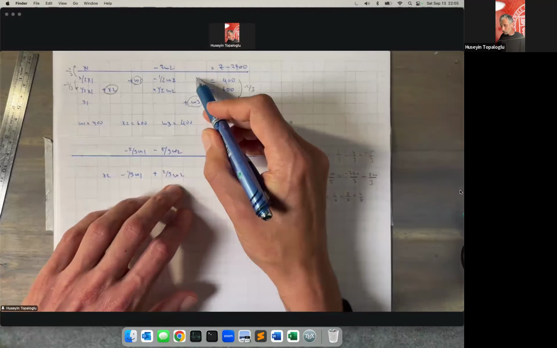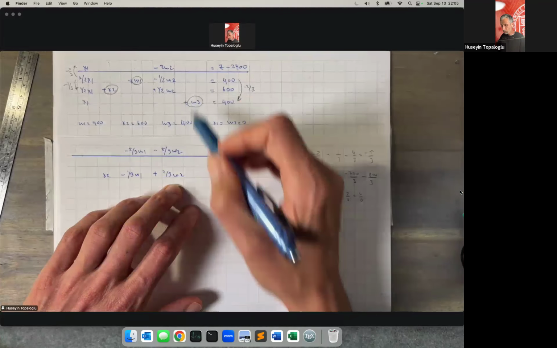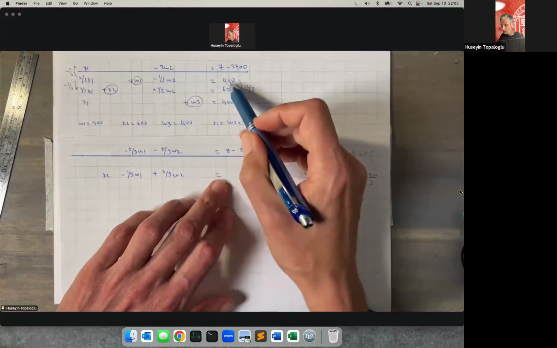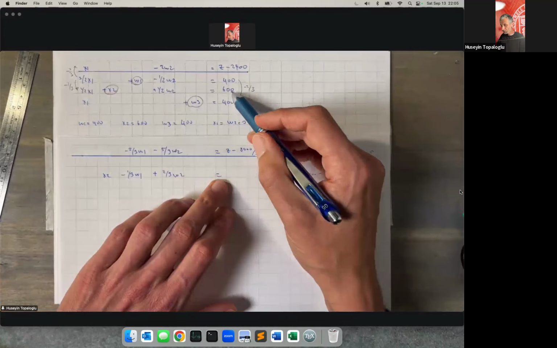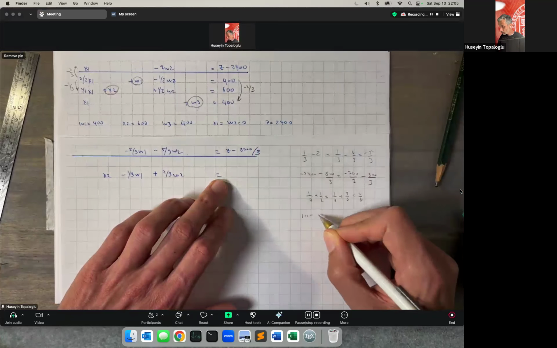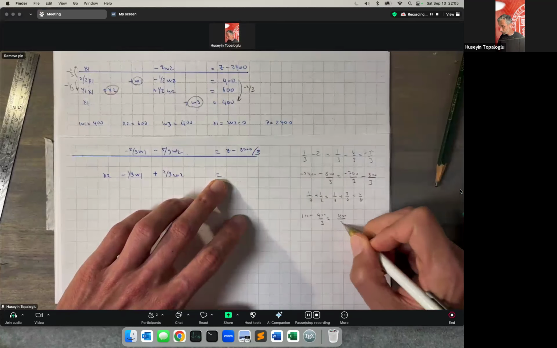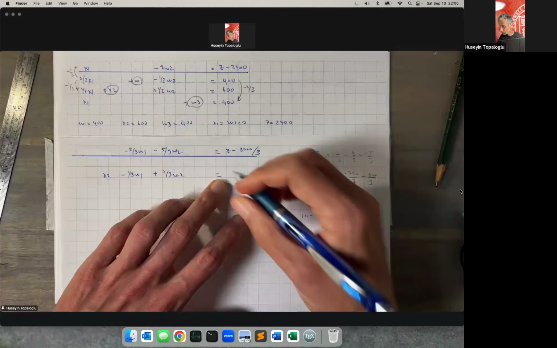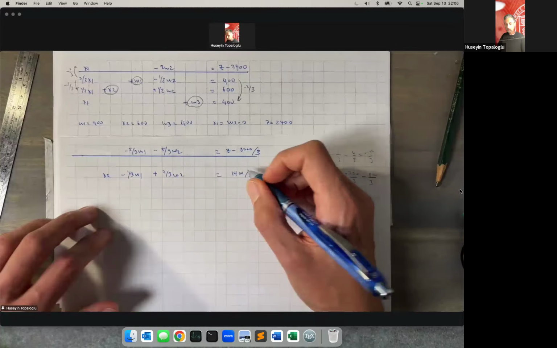Good. 0 w3 times minus 1/3 is 0 w3, plus another 0 w3, 0 w3 over here. What do we get on the right-hand side? 400 times minus 1/3, minus 400 divided by 3, plus another 600. 600 minus 400 divided by 3, that is going to be 1800 divided by 3 minus 400 divided by 3. That is 1400 divided by 3. Good.